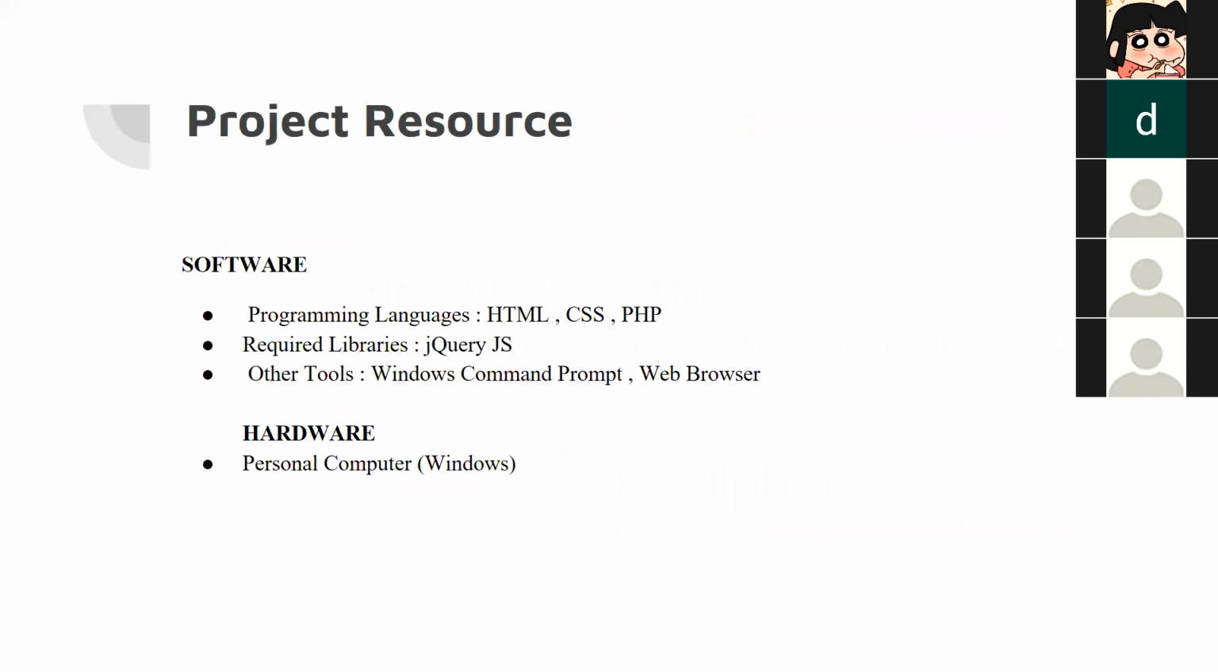The project resources used in this are the software, which is programming languages for HTML, CSS, and PHP. The required library is jQuery JavaScript, and other tools such as Windows Command Prompt and a web browser. The hardware used is a personal computer with Windows installed. Next.